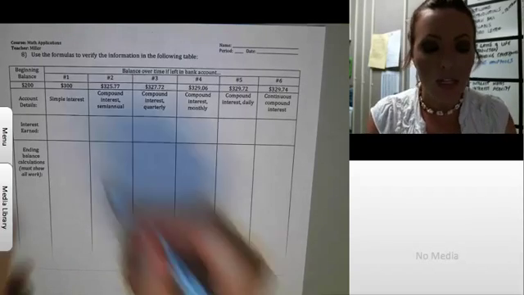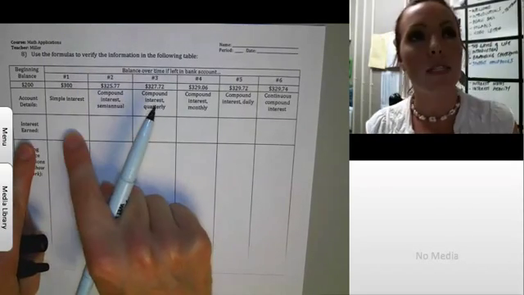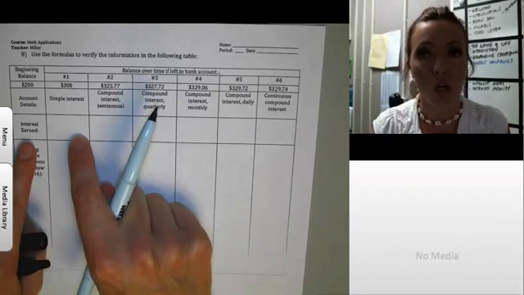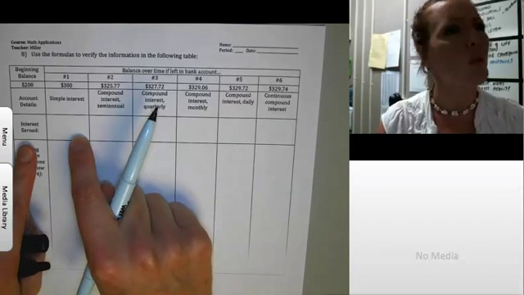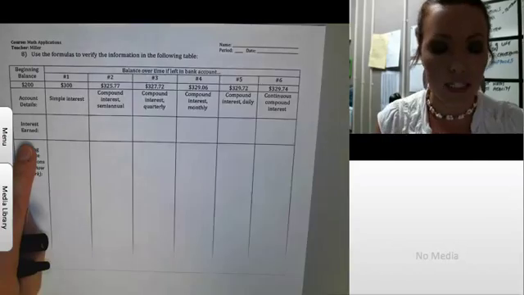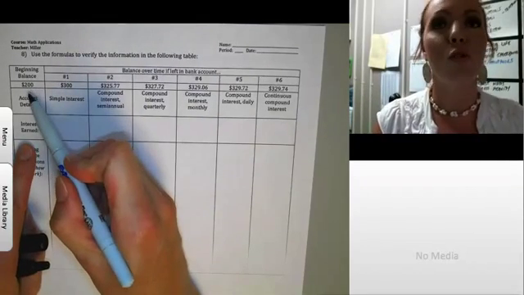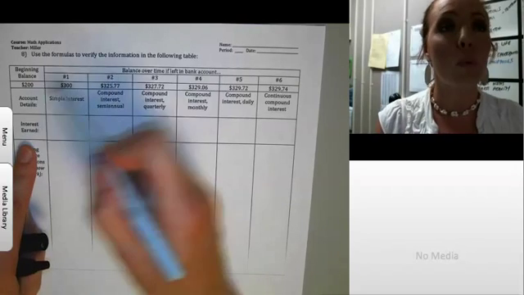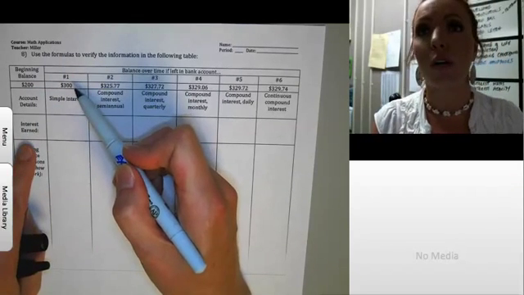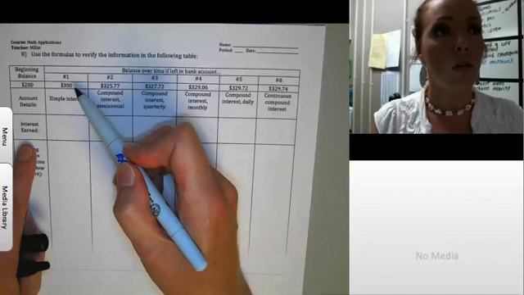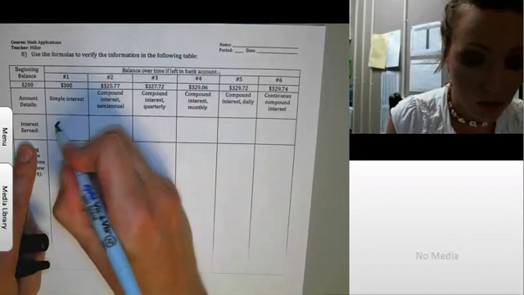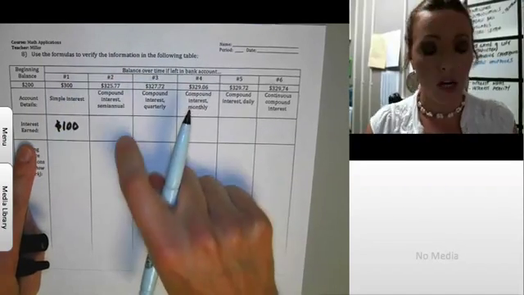Okay, so in this first one, this first box asks you how much interest was earned. That's another one that for whatever reason last year people weren't quite grasping. So let me ask you this: if you started out with $200 and it grew to $300, how much interest did you earn? What's that? $100. Okay, let's move across here.